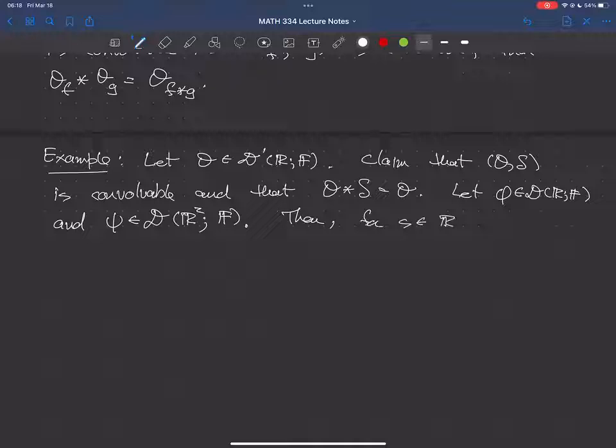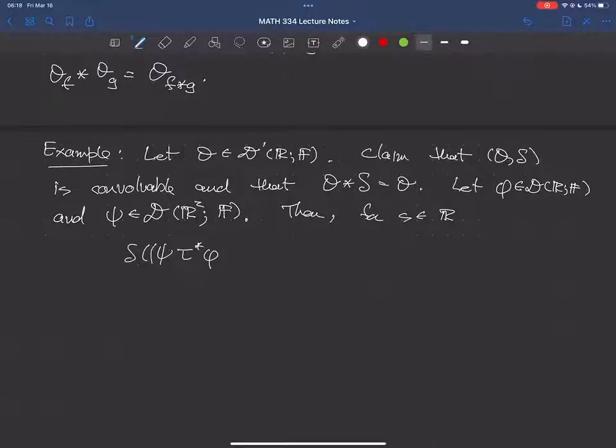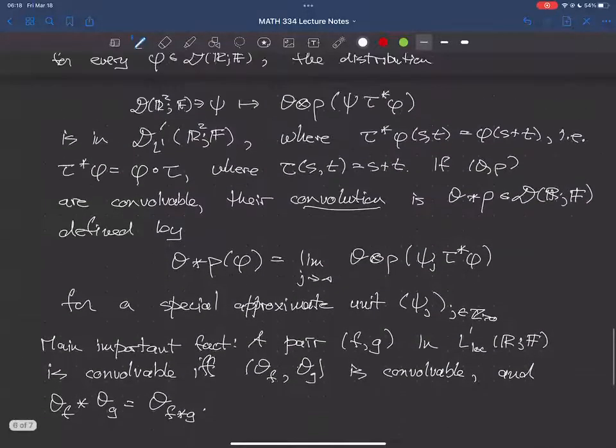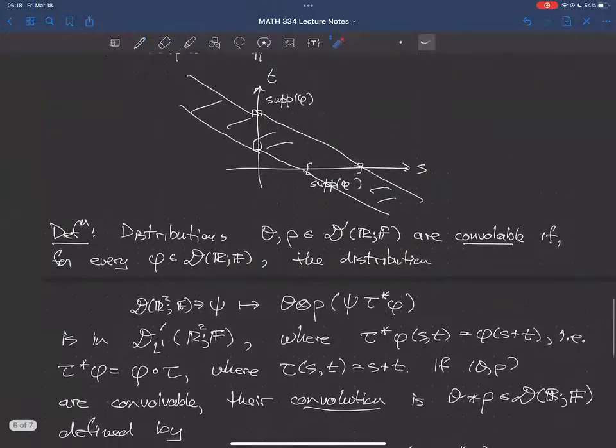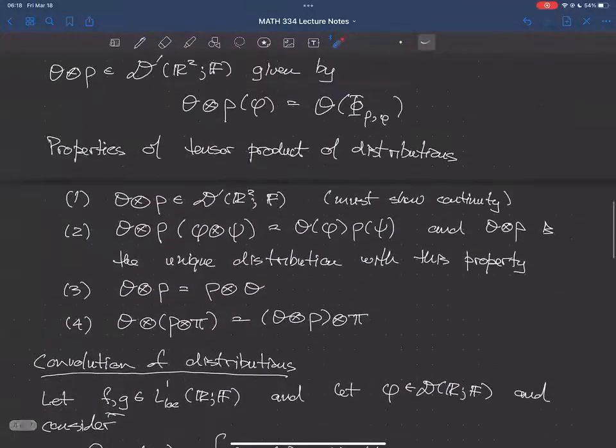Okay, so let's go delta acting on psi tau star phi. Okay, and so let me do it like this. Because remember, what I'm doing here is I'm looking at the definition of tensor product. Sorry, where is that? Right here. Okay.